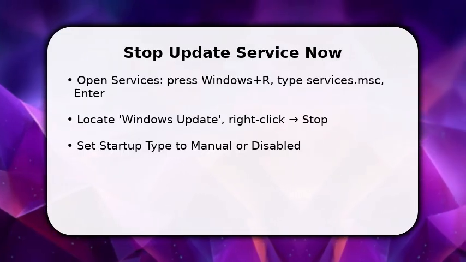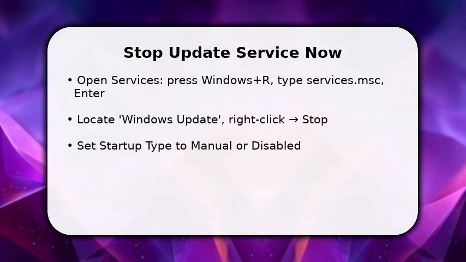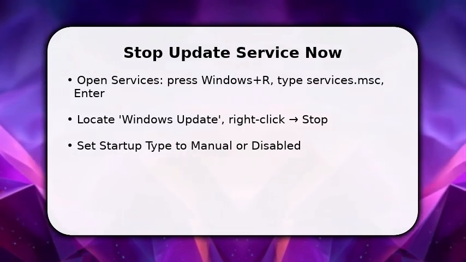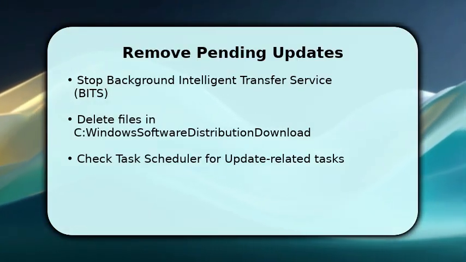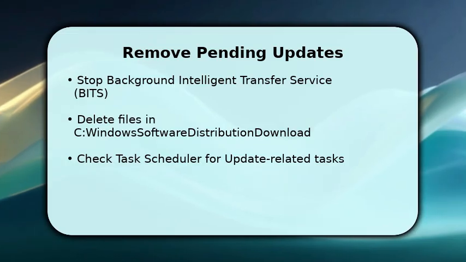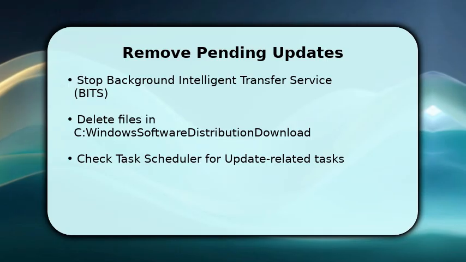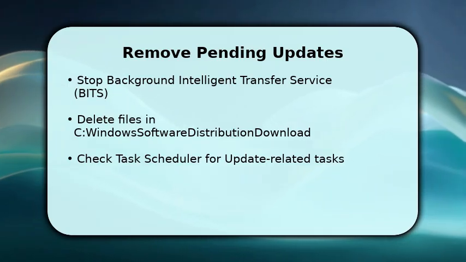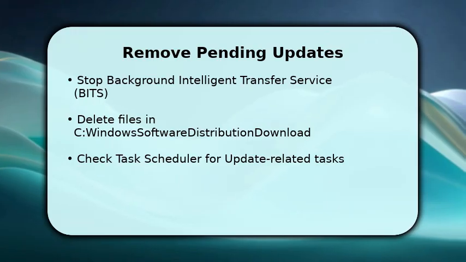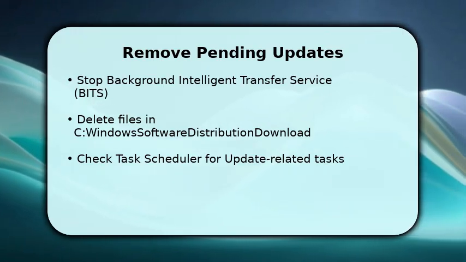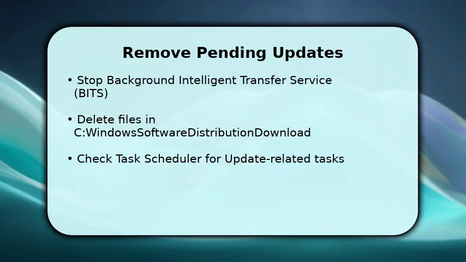Once done, make sure to leave services open and proceed to the next step to block scheduled tasks and pending installer files. Next, you remove pending update data and scheduled triggers so the update won't resume. Stop Background Intelligent Transfer Service, BITS, the same way you stopped Windows Update. This halts downloads. Then navigate to C:/Windows/SoftwareDistribution/Download and delete the contents to clear cached installers. This frees space and prevents auto-install.